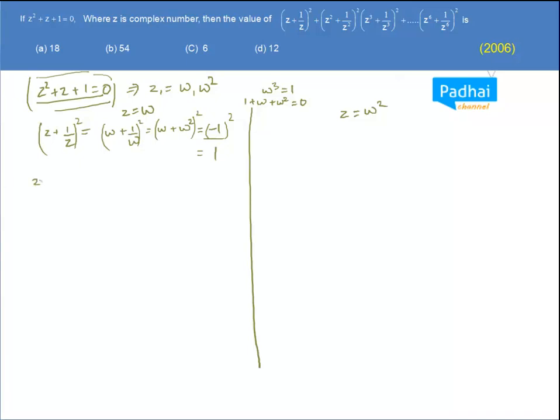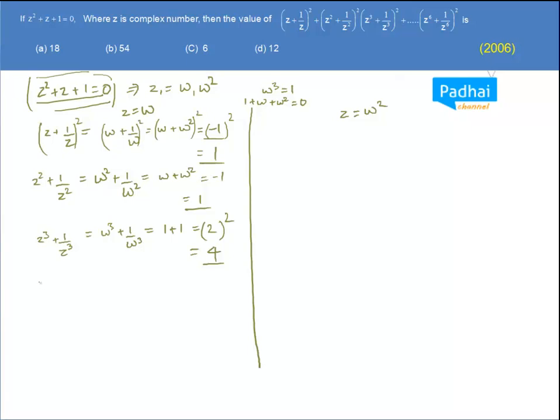Now coming to the next part, which is z² + 1/z². This will be omega square + 1/omega square. Again replacing, I'll get omega + omega square, which will be minus 1, and the net answer will be 1. You can see every such block will come out to be 1. If I take z³ + 1/z³, this is very easy: omega cube + 1/omega cube, which is 1 + 1 = 2, and squared, this will become 4.